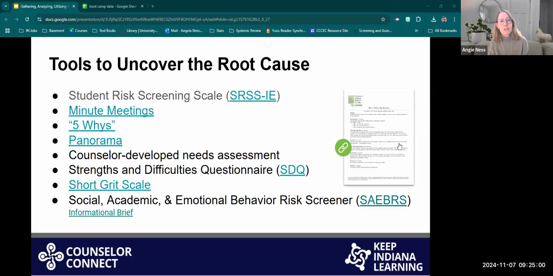5 Whys, which is linked here, is literally just asking why. It was developed by the owner or the founder of Toyota in order for him to identify how to make the process of making his cars more economical. So it's literally asking why.